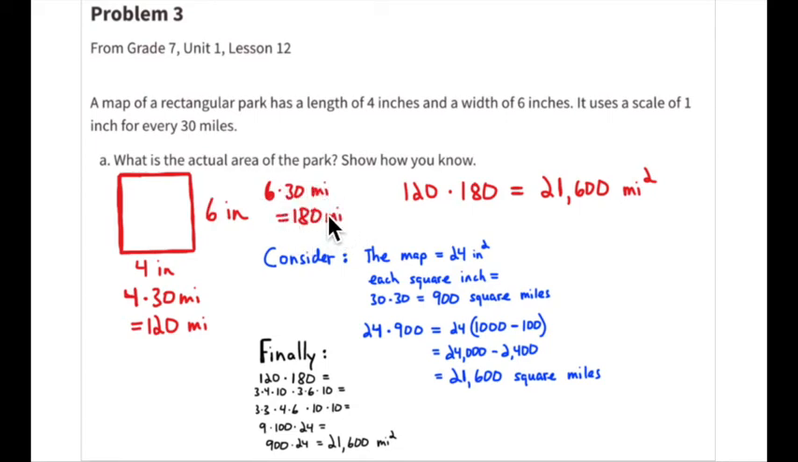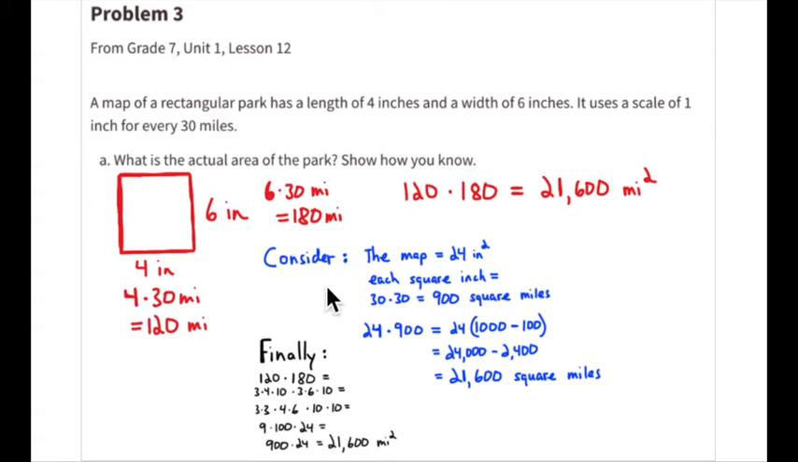And they want to know, what is the actual area of the park? Well, if you know the length in miles and the width in miles, you can just multiply those together. Get out a little calculator. 120 times 180 is going to give you 21,600 square miles. But that is too easy. You have to work a little bit more than that. You could get away with just doing that.